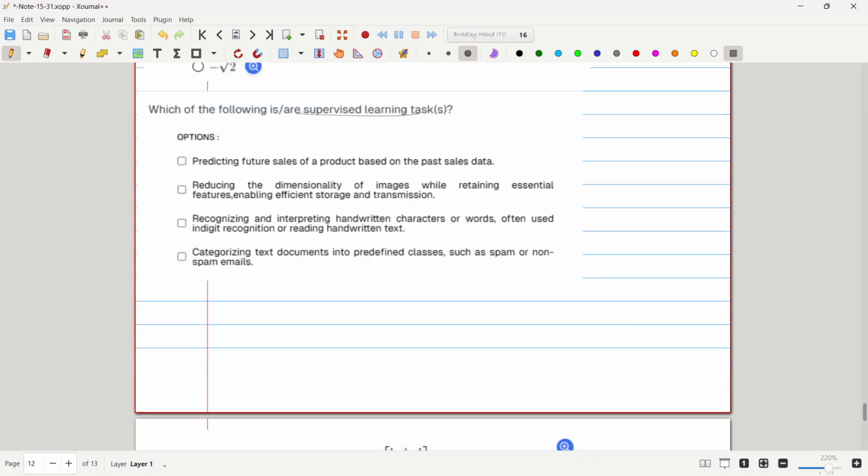The following is supervised learning. Supervised learning contains two types, that is regression and classification.